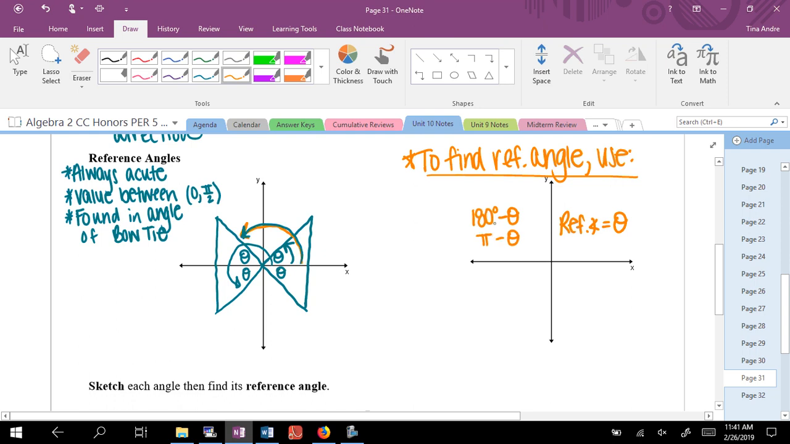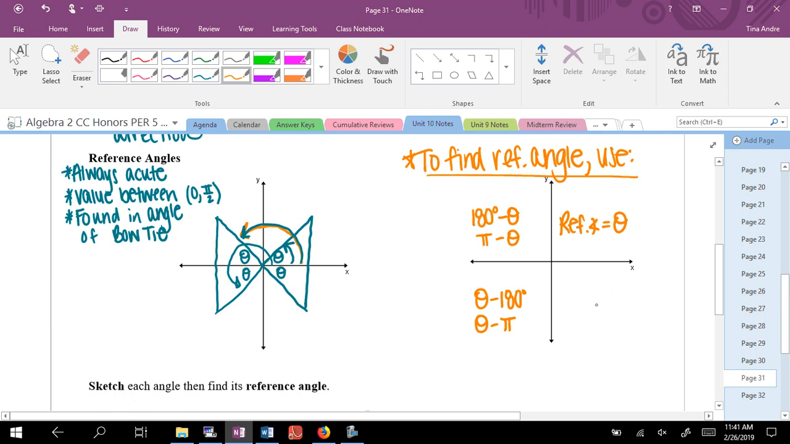So I'm going to take 180, this entire measurement from 0 to 180, and I'm going to subtract off theta. And so let's say I subtract off 100, that means the reference angle would be 80. If I'm in the third quadrant, we're going to do the opposite of that. We're going to do theta minus 180 because this time I want this section right here. So I'm going to get rid of the 180 or pi radians.